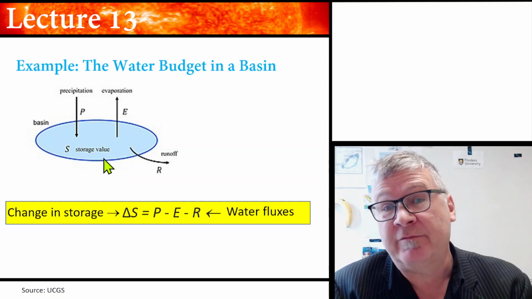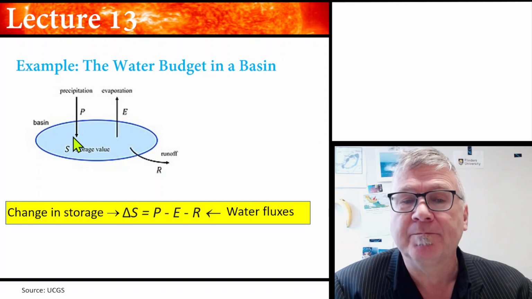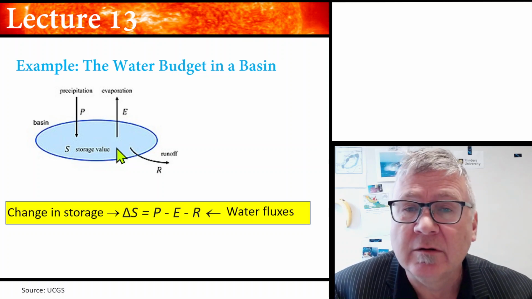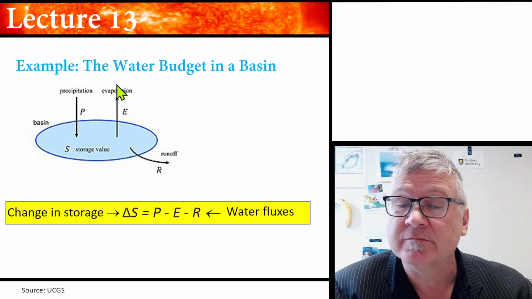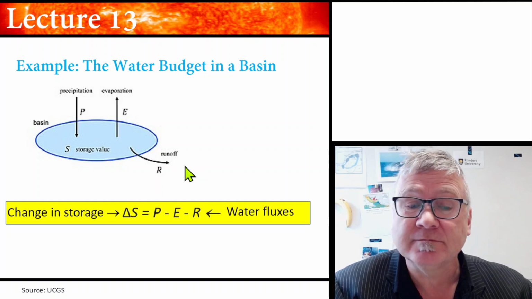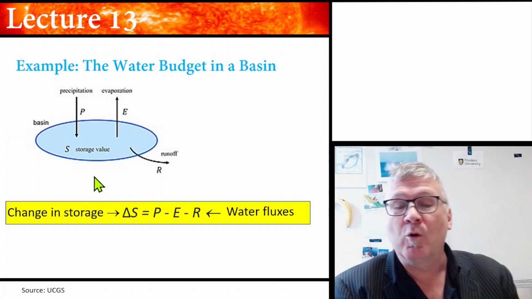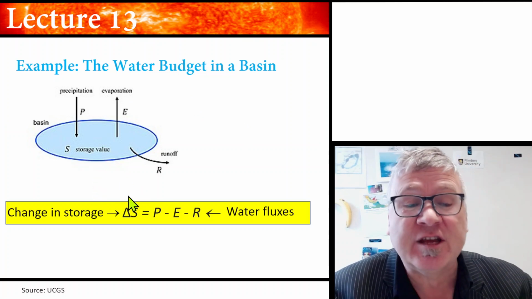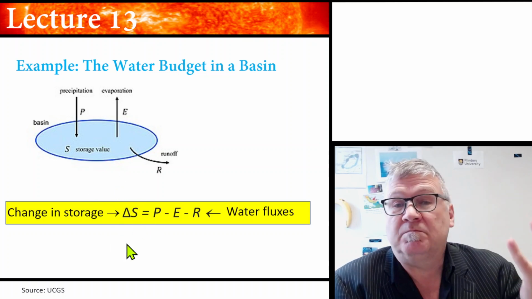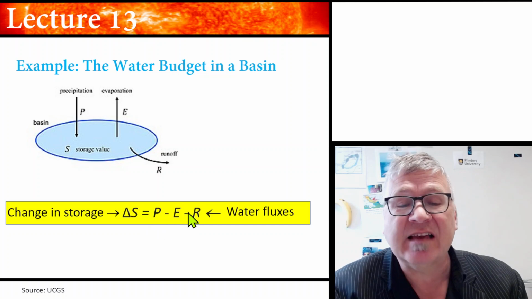It can change if we add water to the system by precipitation, which we call P. Or it can change if we remove water from this storage value: evaporation, which we call E, or runoff, which we call R. This is a very simple example, and essentially what we can work out in the end is the rate of change in storage, called delta S, which is simply the sum of all the fluxes: P minus E minus R.